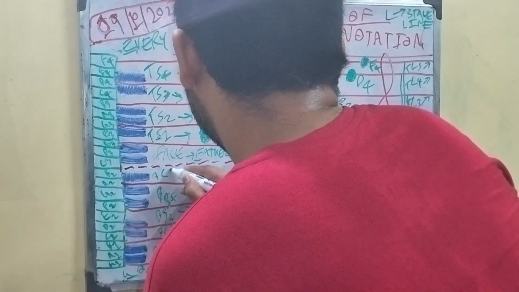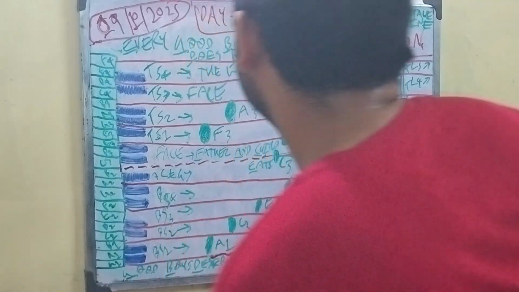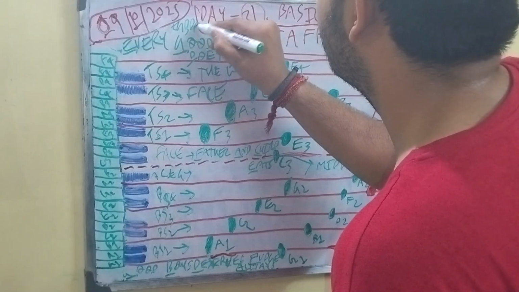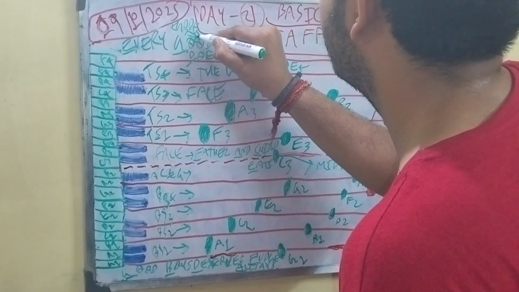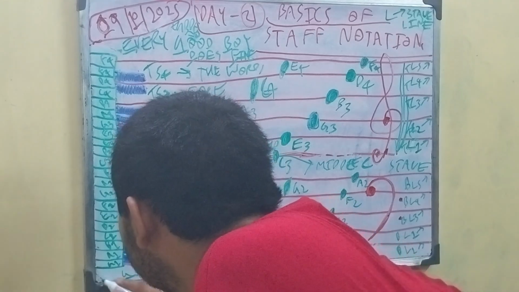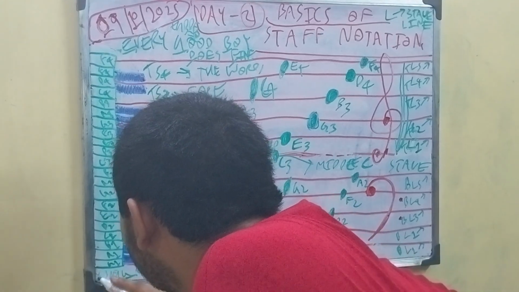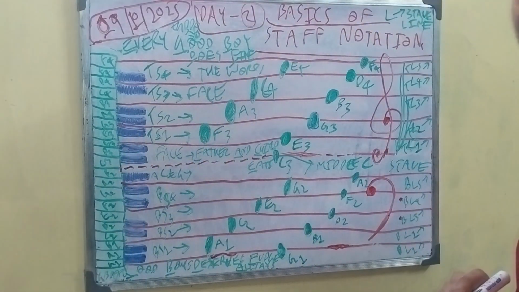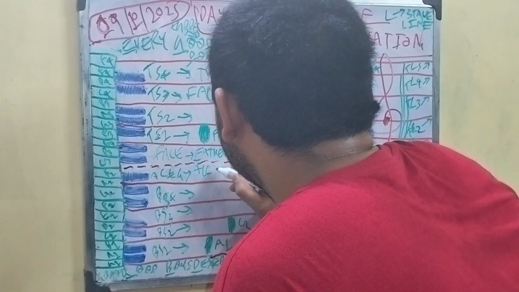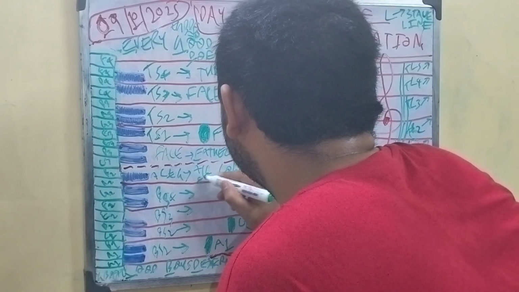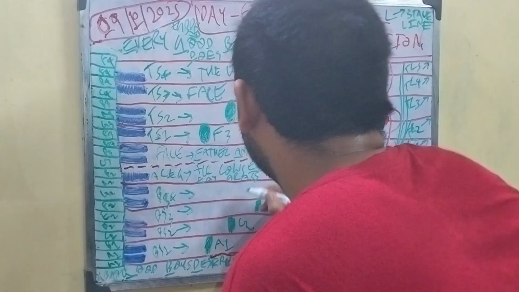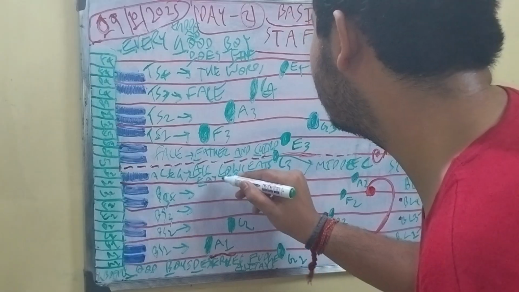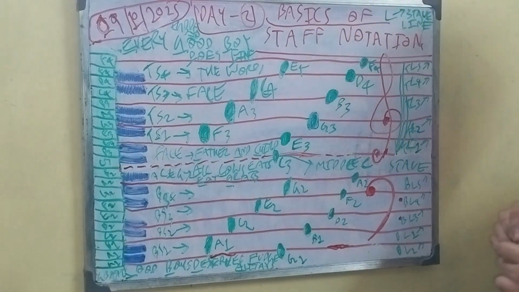A C E G. This is a universal truth. Wait, I will write the acronym. The acronym for ACEG is all cows eat grass. A for all, C for cows, E for eat, and G for grass. All cows eat grass. ACEG.